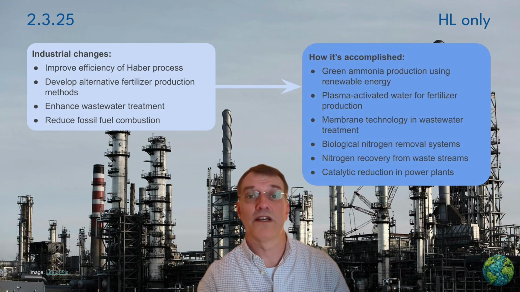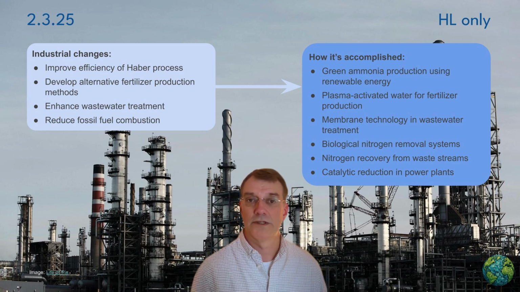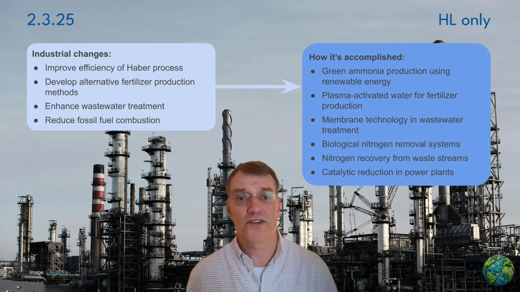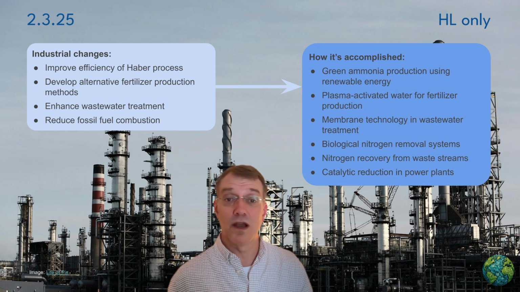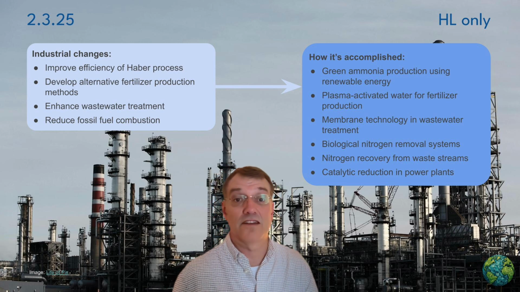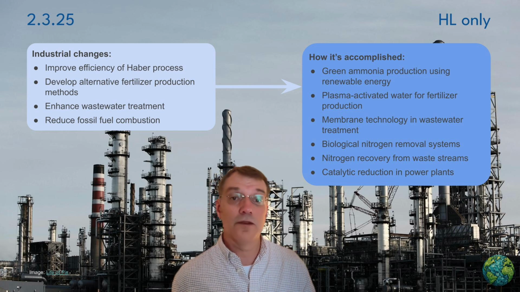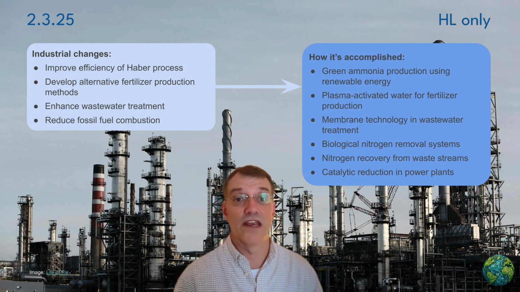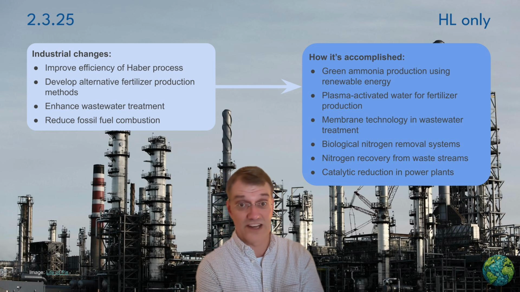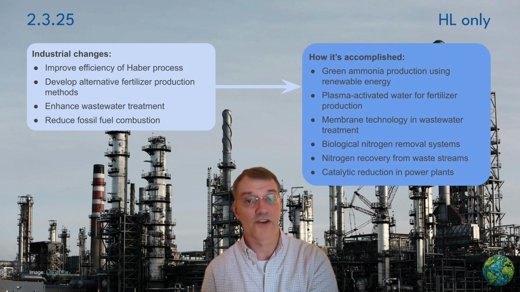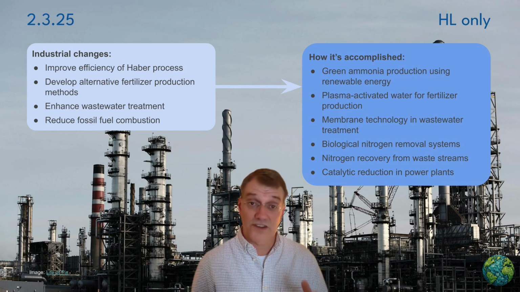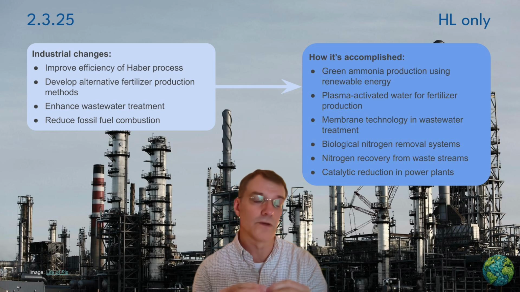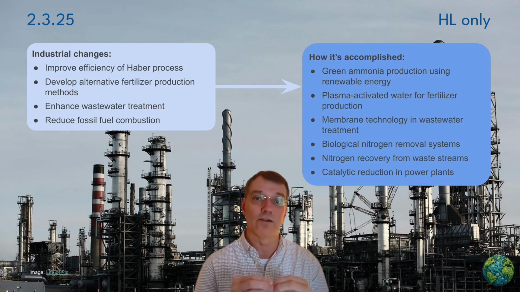Industrial changes must also play a role in addressing disruptions to the nitrogen cycle. This includes improving the efficiency of the Haber process, developing alternative fertilizer production methods, and enhancing wastewater treatment. Promising innovations include green ammonia production that uses renewable energy, plasma-activated water for fertilizer production, and biological nitrogen removal systems. These changes illustrate how we can work to bring the nitrogen cycle back into balance through coordinated action at multiple levels, from individual farms to international agreements. Success will require continued technological innovation, policy reform, and global cooperation.